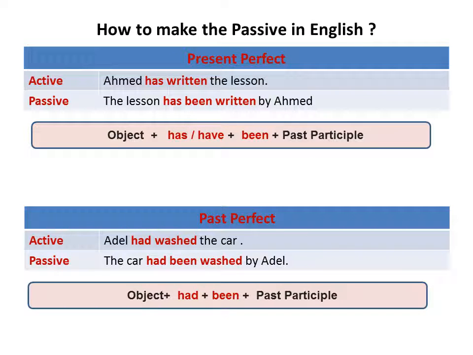How to make a passive sentence in the present perfect tense. Ahmed has written the lesson. The lesson has been written by Ahmed. So the object, has or have been, plus the past participle. To make a passive sentence in the past perfect, for example, Adel had washed the car. It will be the car had been washed. So we will start with the object, then had been plus the past participle.